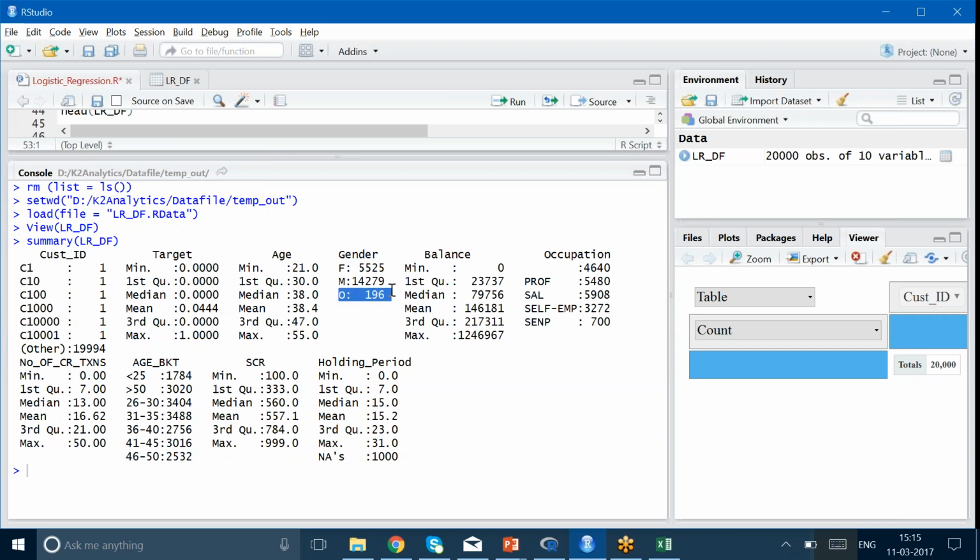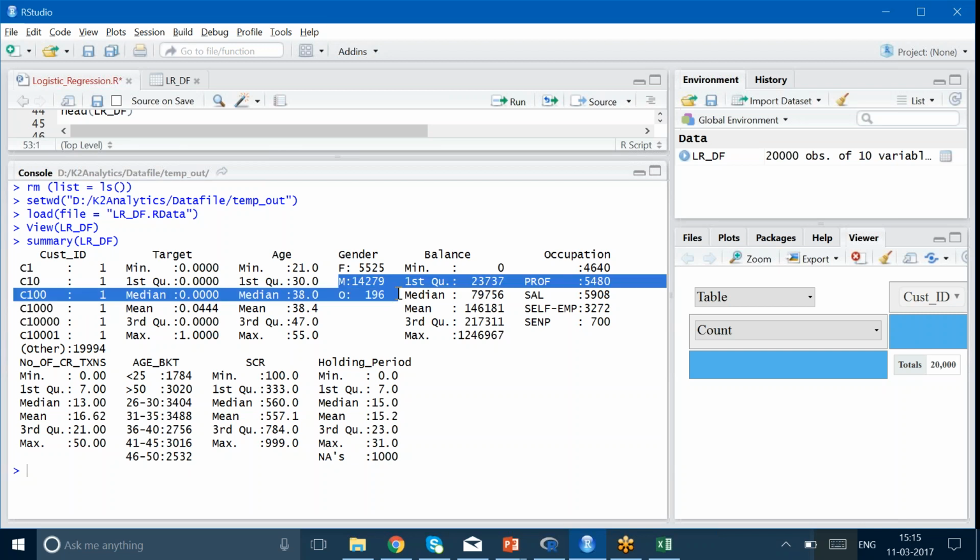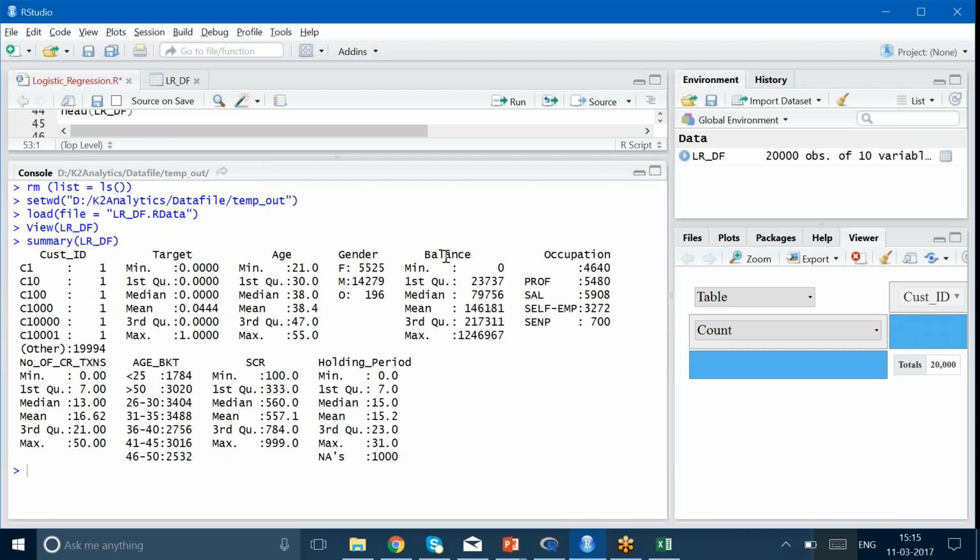There is a small data set which is of others, which means somewhere I need to club it into some segment because it's a very small base compared to male and female. Either I have to delete this or I have to combine it with some segment. Okay. Balance, I can see min balance is 0. Max is going up to 12 lakh 40.